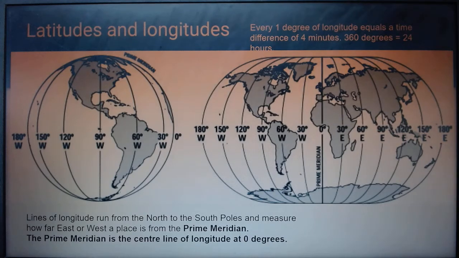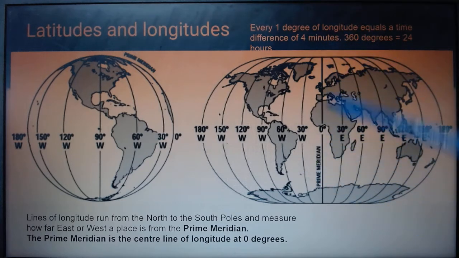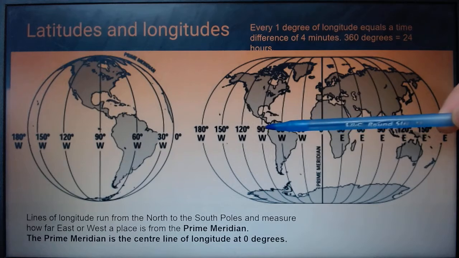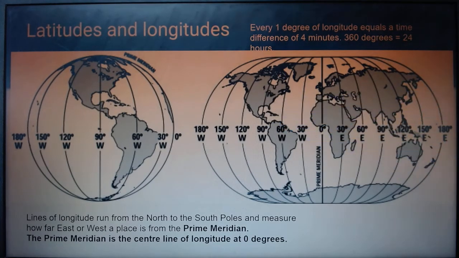We'll look at those degrees in a little bit when you do a little task. So the lines of longitude run north to south, North Pole to South Pole. They all cross each other at the poles, but they tell us how far east or west you are in the world. For example, here we can see the prime meridian runs through England, and then the Bahamas is about 75 degrees west. West of what? The prime meridian. Every 1 degree of longitude equals a time difference of 4 minutes. There are 360 degrees of longitude, 180 in each hemisphere, which equals our 24 hours.